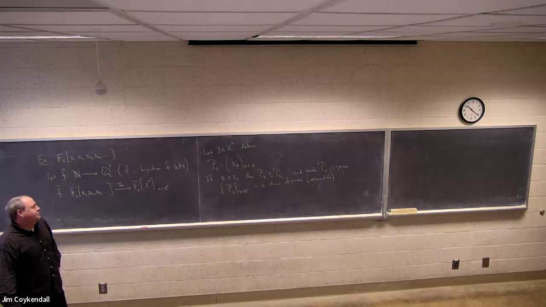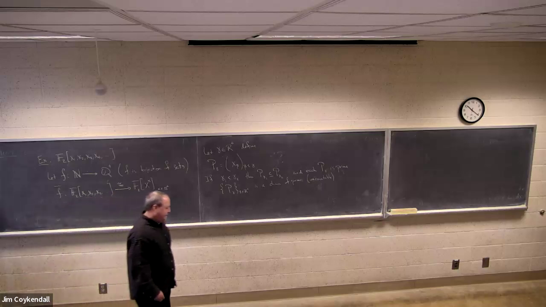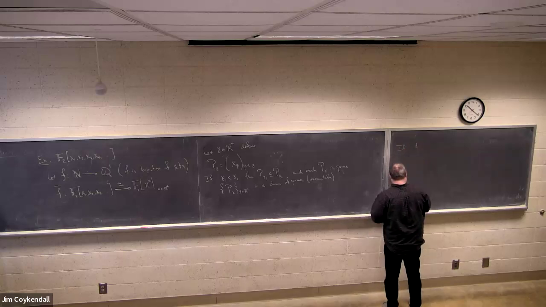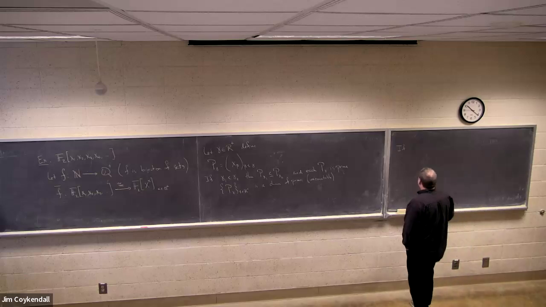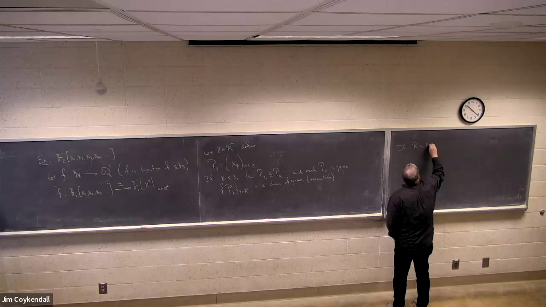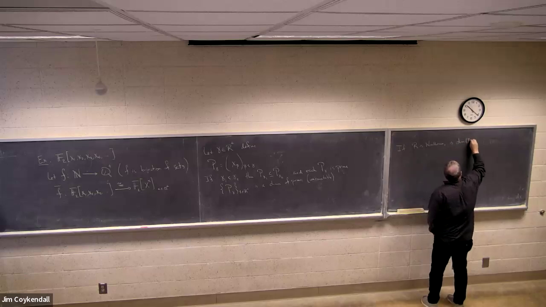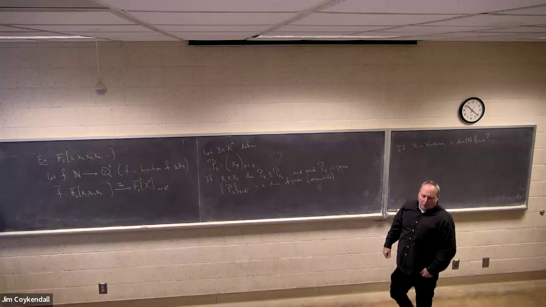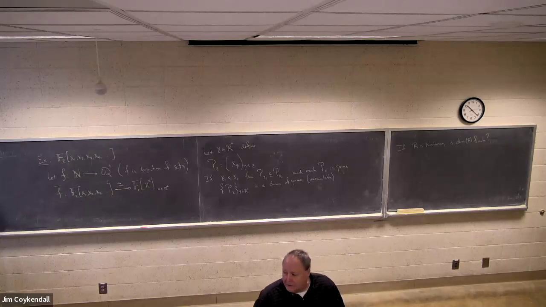Okay, so here's another one. Next question. Here's another question for you. If R is Noetherian, is the dimension of R finite? Now, this is a natural question to ask, right? Because what does it mean to be Noetherian?